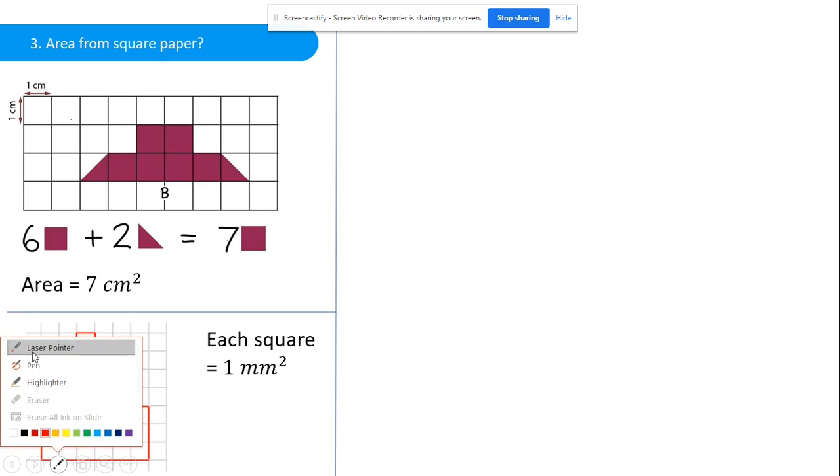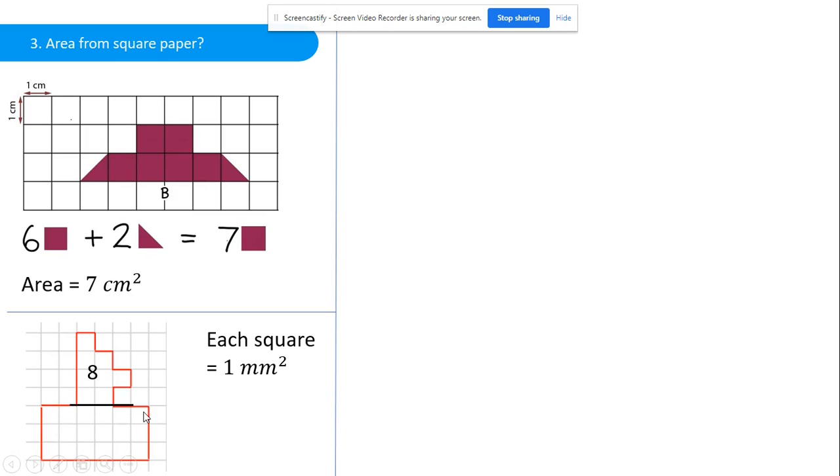Our next part, we can see it has 3 rows, and each row has got 6 squares in it. So it is 3 times 6, which is 18. So in total, we have 18 plus 8, 26 squares, so 26 millimetres squared.